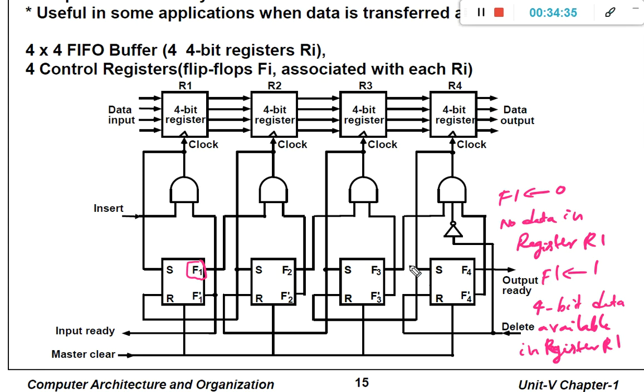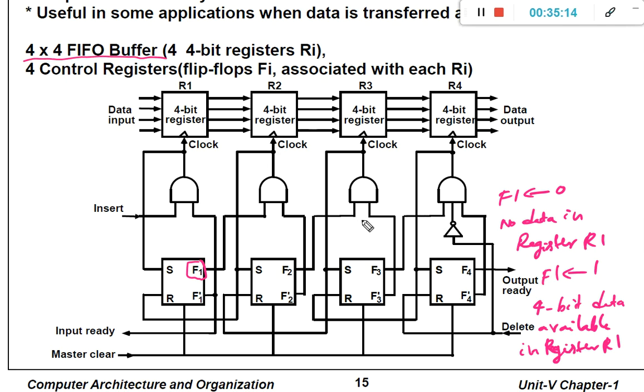So if you want to accommodate more registers, you can. There is no rule that you should take only 4 registers, R1, R2, R3, R4. You can expand. You can have 10 registers, 20 registers also. Similarly, in each register, you need not take only 4 bits. You may have an 8-bit, 10-bit, 16-bit, or 32-bit register, something like that. So for simplicity, we are considering a 4 by 4 FIFO buffer. Now we know the values of the control register F1 and how they are recognized.